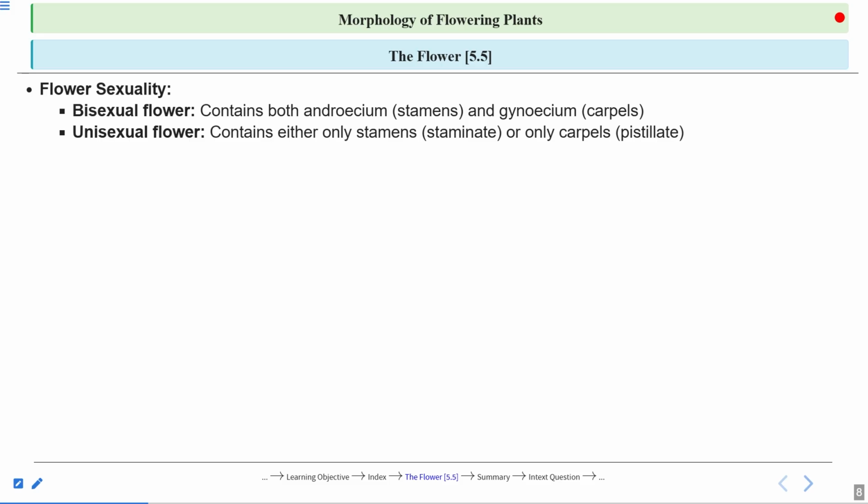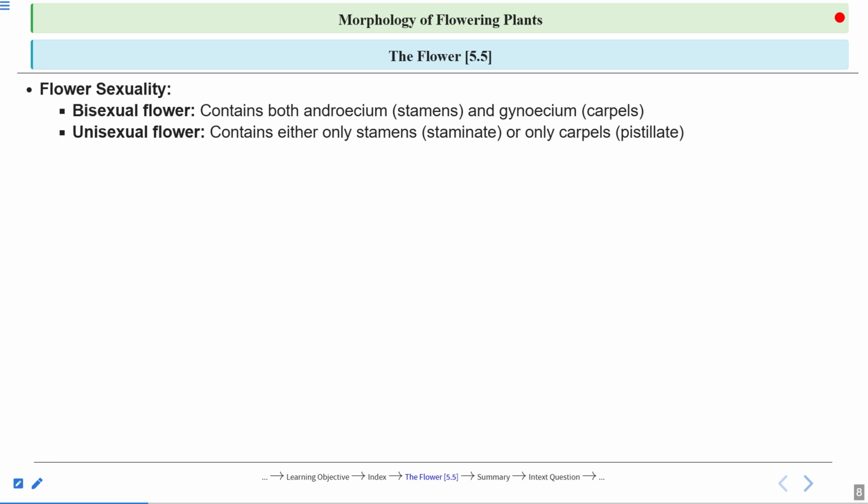Okay, now we will talk about the sexuality of the flower. There are two different types of flower. Bisexual flower means they contain both the androecium and gynoecium. They have the stamens and the carpel, so both the reproductive organs are present in the same flower. That is called a bisexual flower.